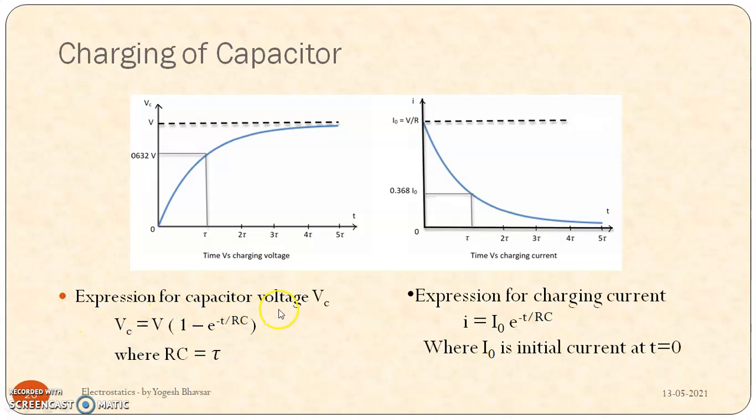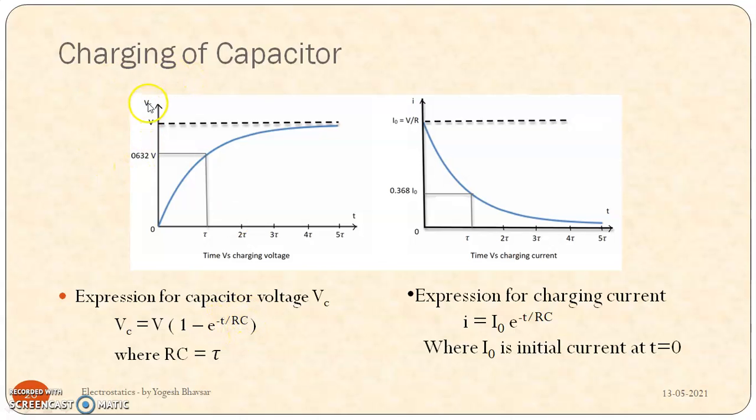The expression for the capacitor voltage Vc at the time of charging of the capacitor is given by this expression. There is a derivation of it, but we are not going into detail of that, so we have only written the final expression. This capacitor voltage Vc is equal to V times (1 minus e raised to minus t by RC), where this RC is tau. So we can see 1 minus e raised to minus t by tau.